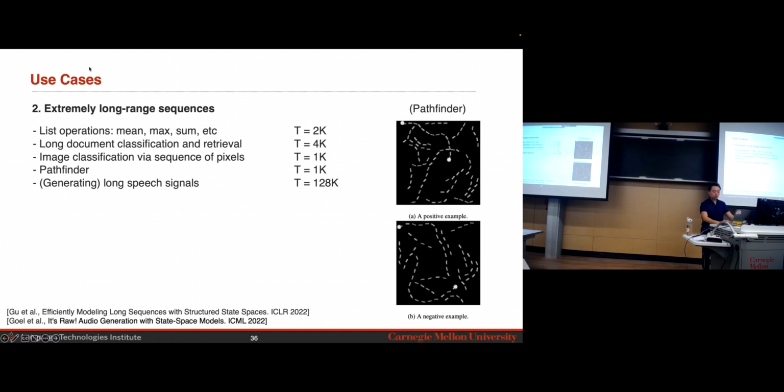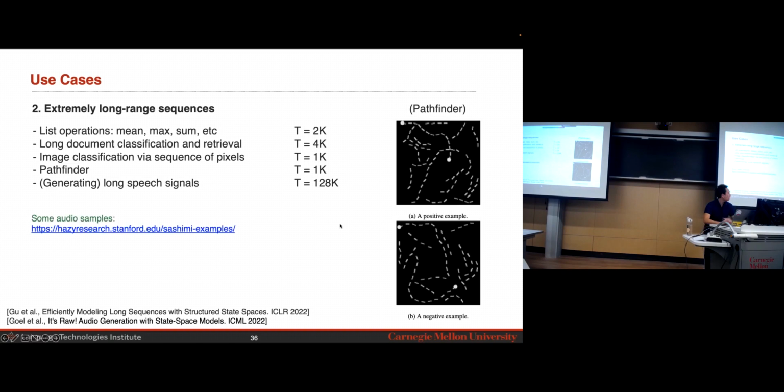Pathfinder is a very nice example. Given these two examples, there are 2 dots, right? You see a white dot here, you see a white dot here. It's positive if the 2 white dots are connected by a path, and negative if they're not connected by a path. So it's actually pretty hard for humans even. You need to trace all the pixels within the image. And also generating long speech signals, right? All these methods are shown to work really well in these cases.